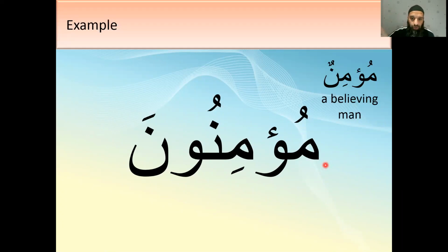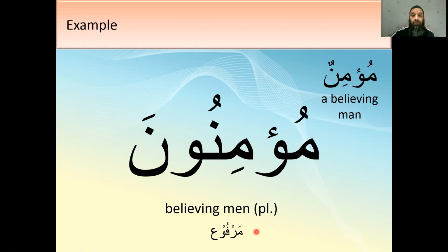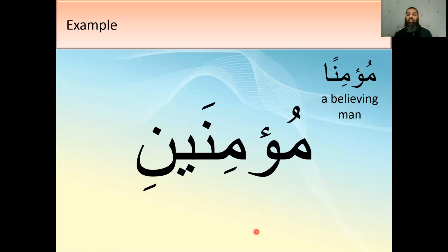Remember, ina is plural. So mu'minuna is marfu. And one other clue is this dhamma here, mu'minuna. This dhamma is a clue that it's marfu. But really it's this waw and this noon. The dhamma might also be part of it, but una. So believing men, plural, marfu. A brother, mu'minan. So a believing man, but this time it's mu'minaini. What does mu'minaini mean? Have a look at your tables. Aini, the aini pattern.